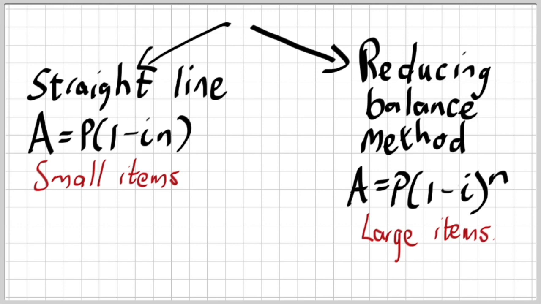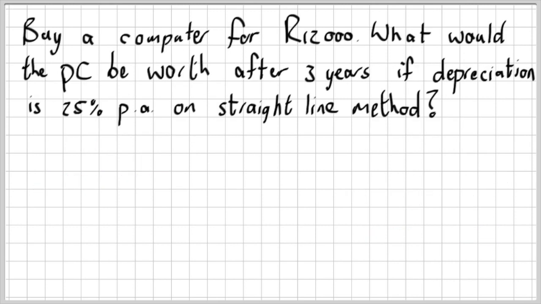So when looking at a sum, let's try and do this sum. Buy a computer for 12,000 Rand. Now, that automatically is a smaller item. So I would, in my mind, think towards straight line method, which is depreciation on the original price. Not what it's worth, but on the original price. What would the PC be worth after 3 years?